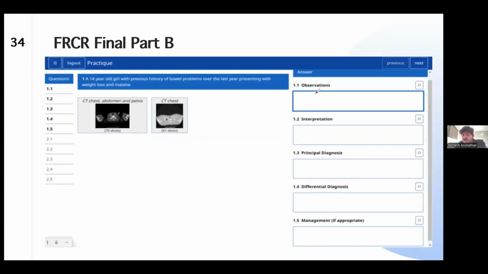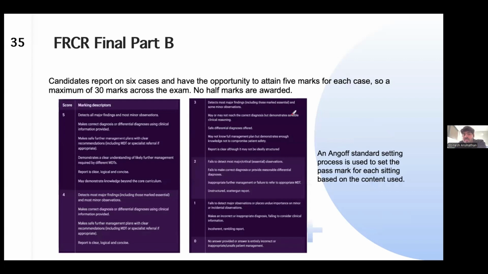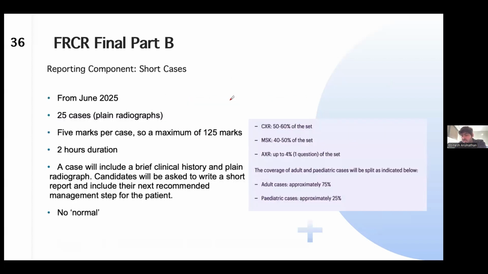So this is the window on which you'll be doing your reporting. You'll have multiple modalities like this, or multiple windows or multiple sequences which you'll go through and give your observations. You'll type your interpretation, principal diagnosis, differential diagnosis, and management in each of these boxes, right? Each case you'll be scored out of 5, and again, the cutoff depends on how everyone performs.